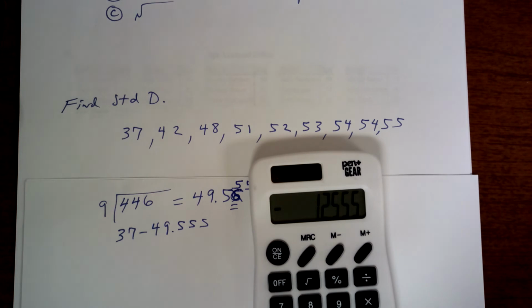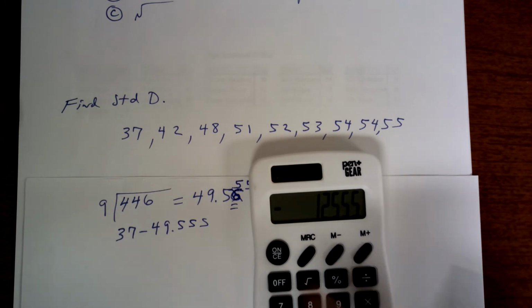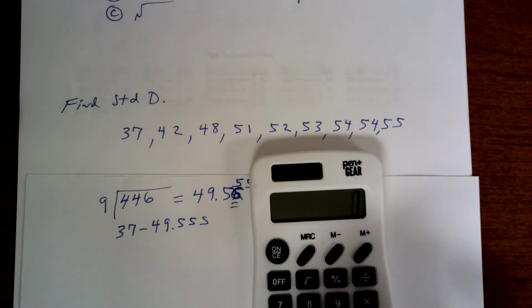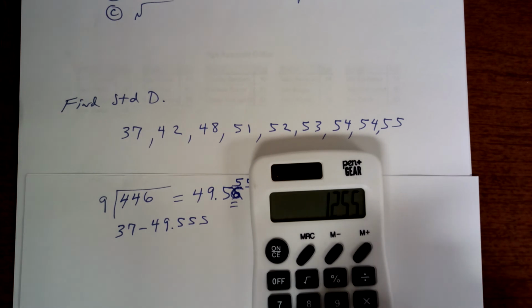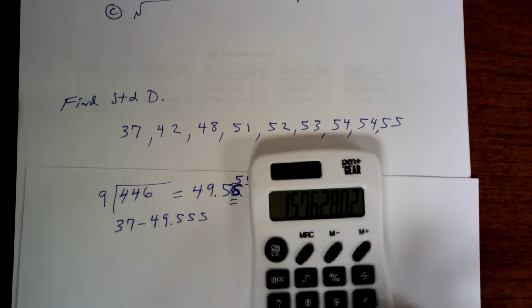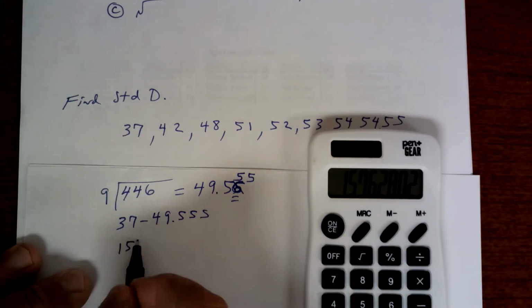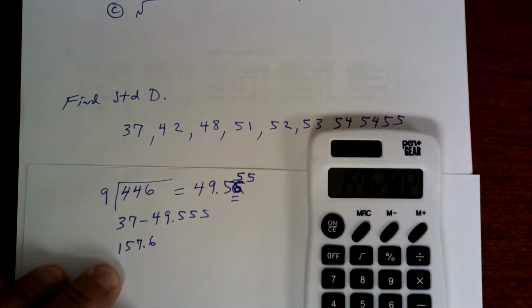We got to square it. Now it'd be nice if we had a square key, but we don't. So clear that. 12.555 times 12.555. So I get 157.6 for the first one. Then we got to do the next one.